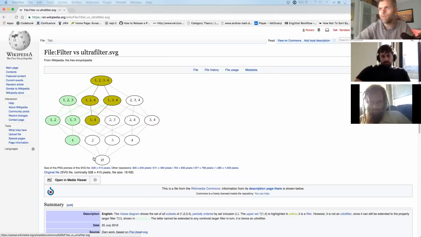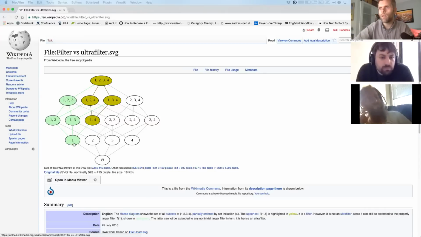So each one of these bubbles is a subset of the power set. Sorry, is an element of the power set. Then you can take each one of these elements, 1, 2, 3, and 4, in the bottom rung, and you can select one of them. And an alter filter then will contain everything above it. So you can see that, if we select 1, then every superset of that 1 will be in the alter filter.